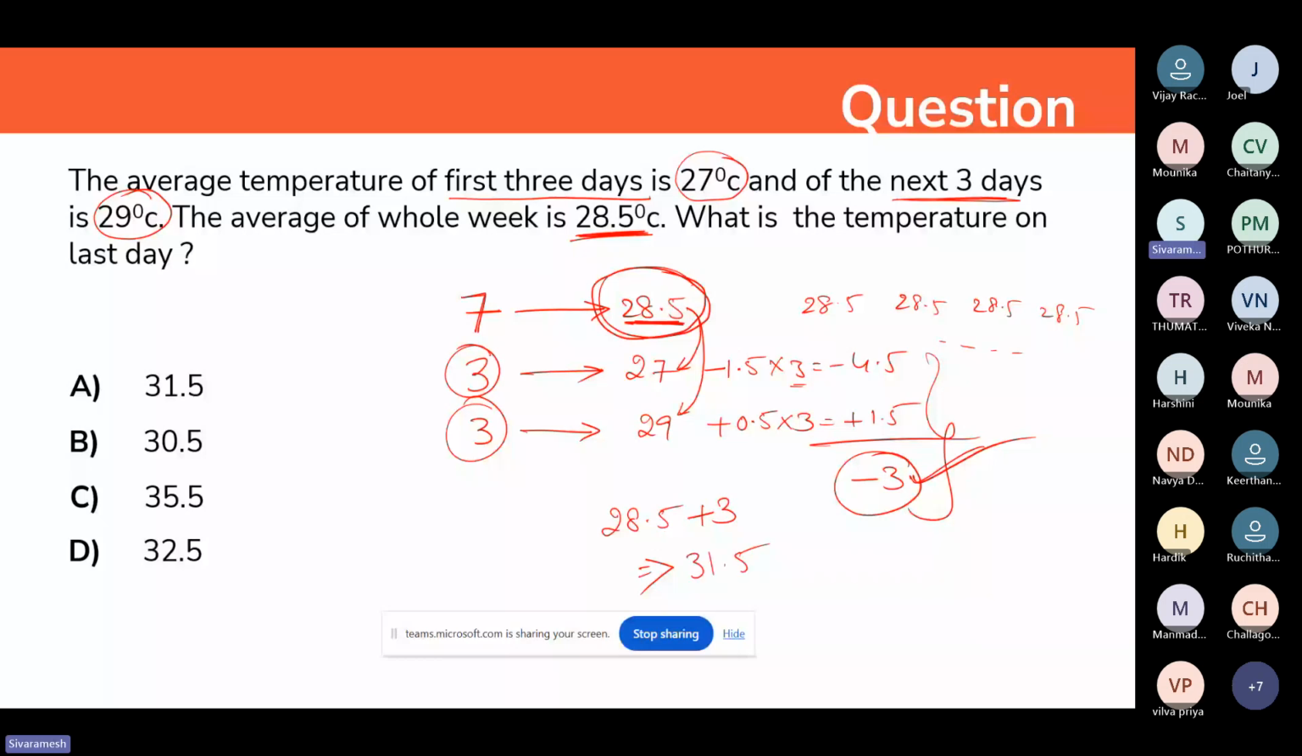Okay, so 31.5 is the last day temperature. If you don't know this process, what basically people will solve is by taking 3 different equations. So no need to consider any equations. Try to understand how to balance these values.